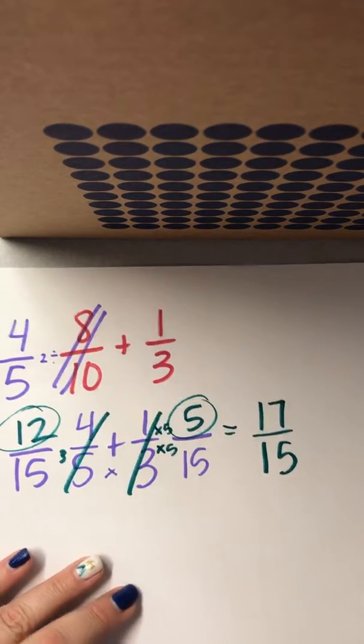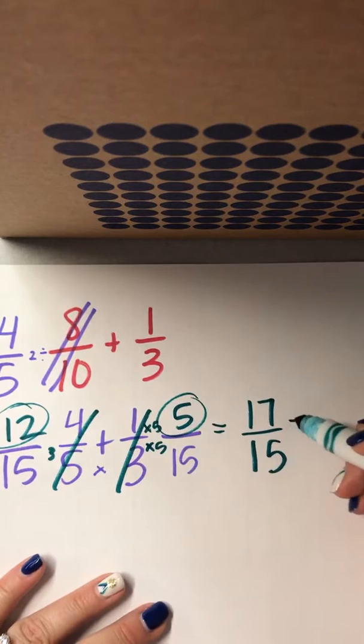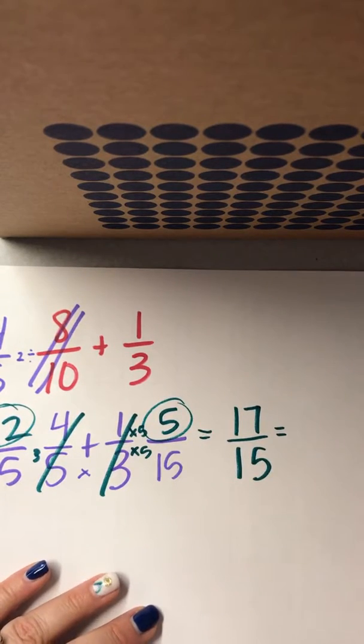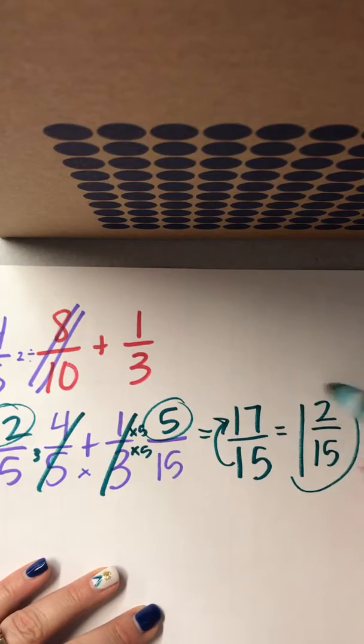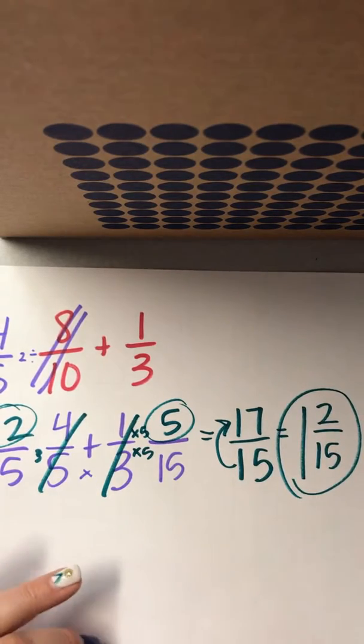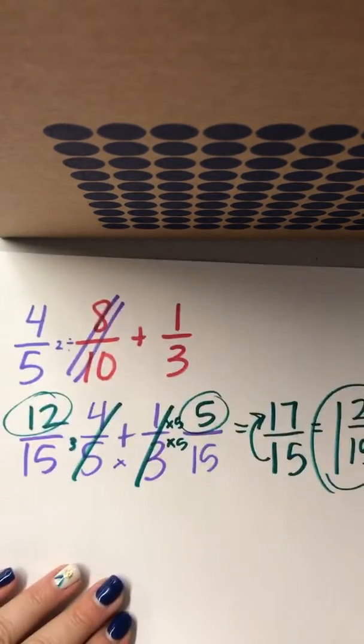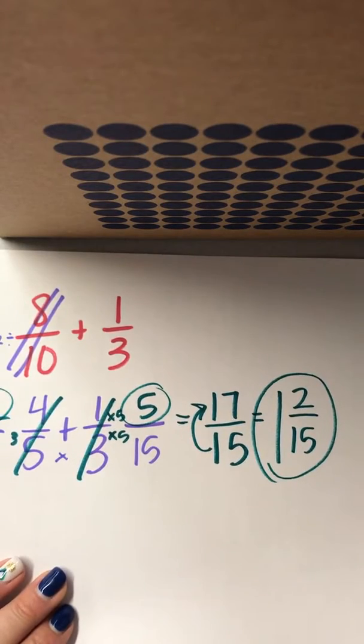17/15. 17/15 is improper, so we have to put that into a mixed number. How many times will 15 go into 17? Once. 17 minus 15 is 2, so we have 2 leftovers. 2 leftover 15ths. That is in simplest form because 2 is prime, and 15 is not a multiple of 2.